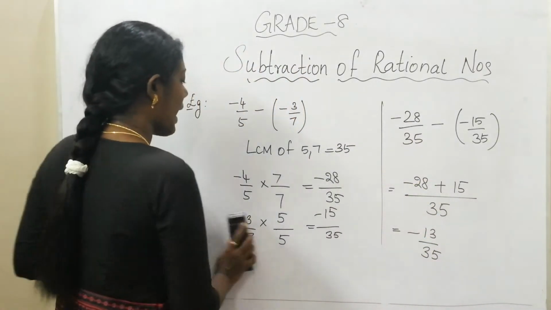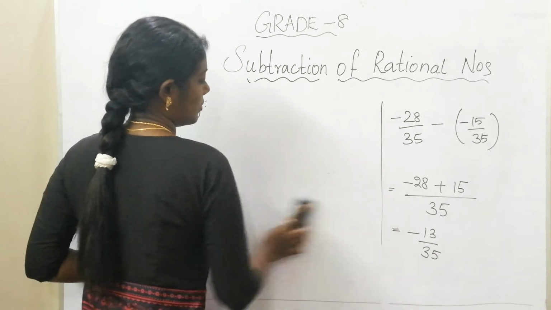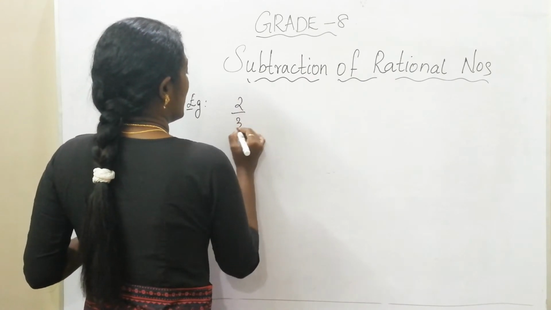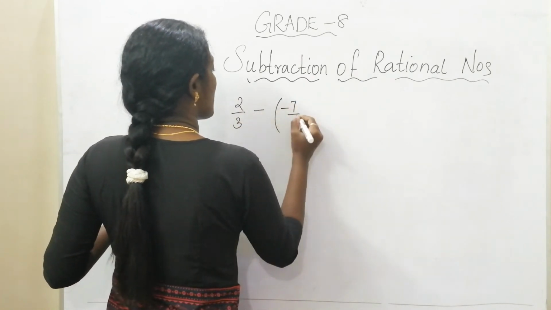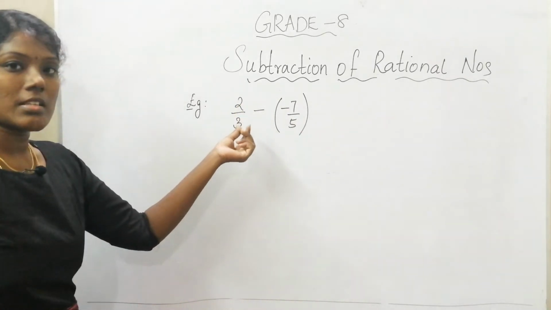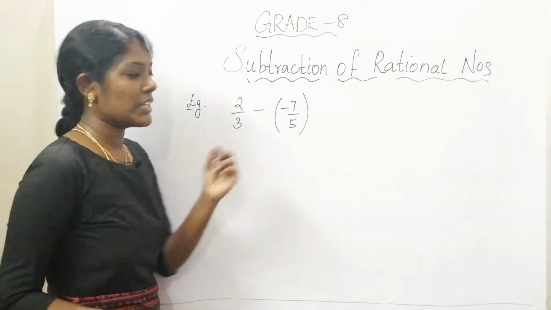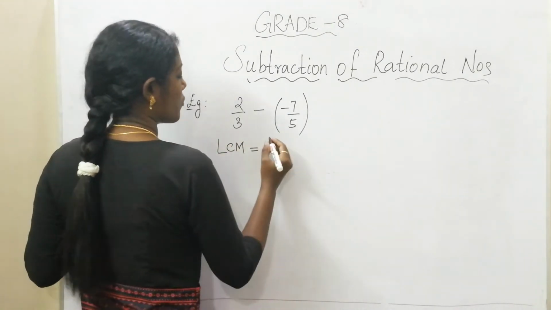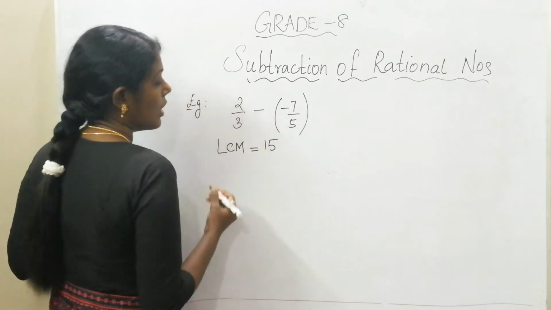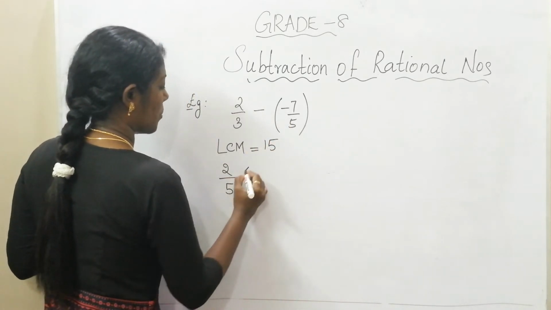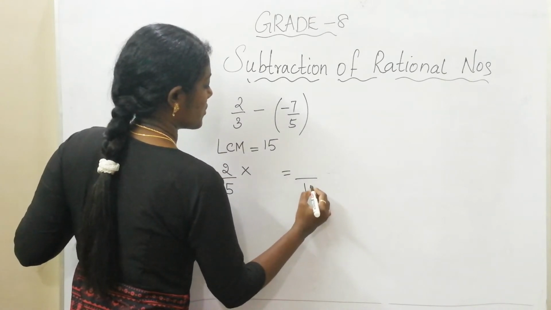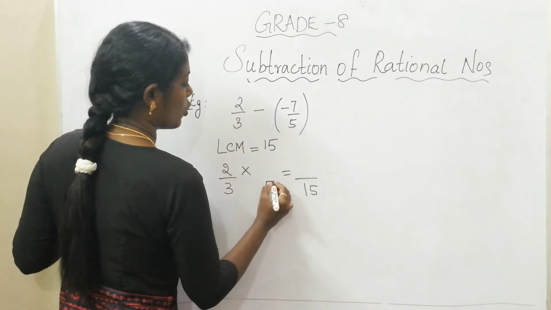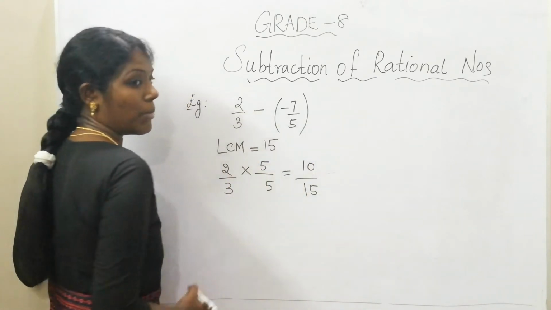Suppose I have another example, 2 by 3 minus of minus 7 by 5. This is also a subtraction of one rational number from another. I have two different denominators, so I have to go with the LCM. 3 fives are 15. Now I find the equivalent rational number. For 2 by 3, I have to multiply with 5 on the numerator and the denominator, so it is 10 by 15.